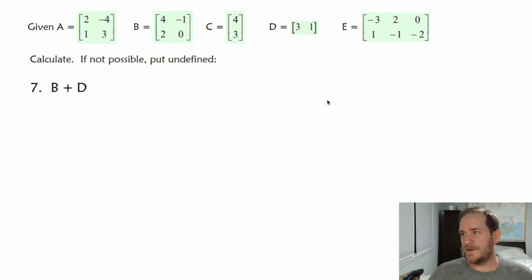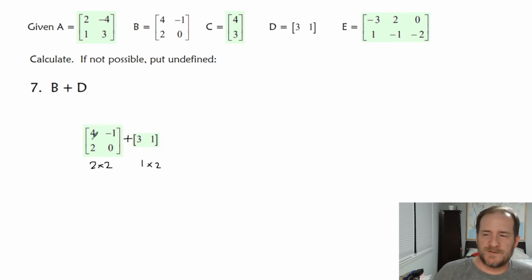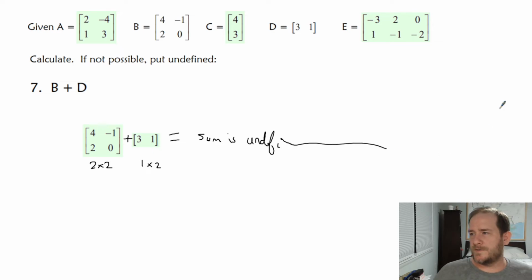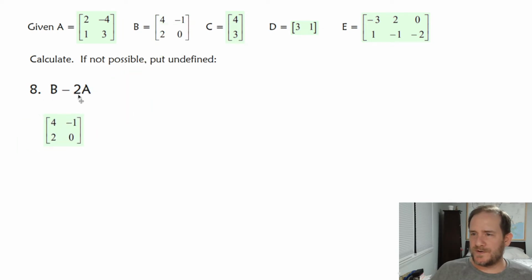7, B plus D. Grab the B, grab D. Well, what a shame. Sure would be a shame if someone tried to add a 2 by 2 with a 1 by 2. You can't add them, because the way you add matrices is everybody's supposed to have somebody that it corresponds to. And so this sum is undefined. I don't care. Okay, you guys get it. Moving on, 8. So this guy is a subtraction problem with a little built-in scalar multiplication.